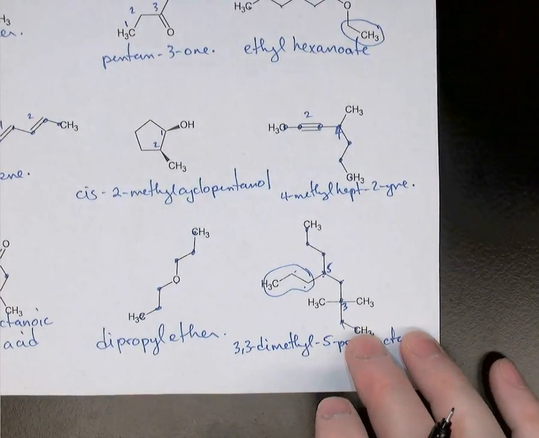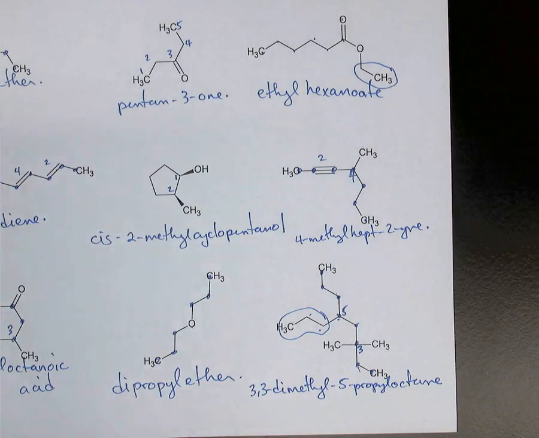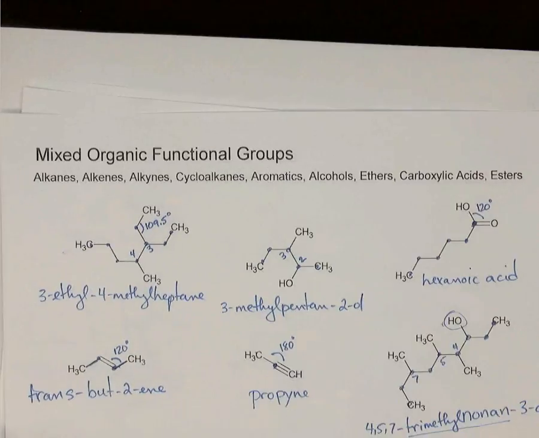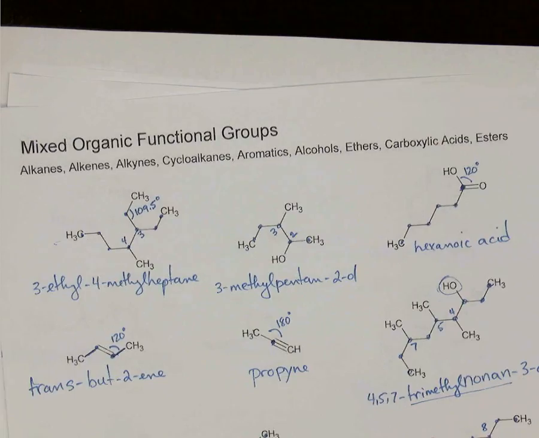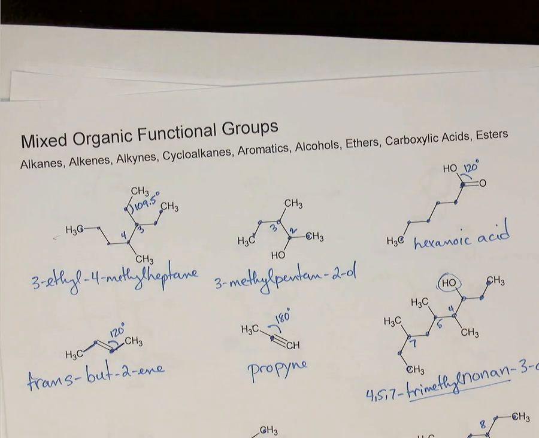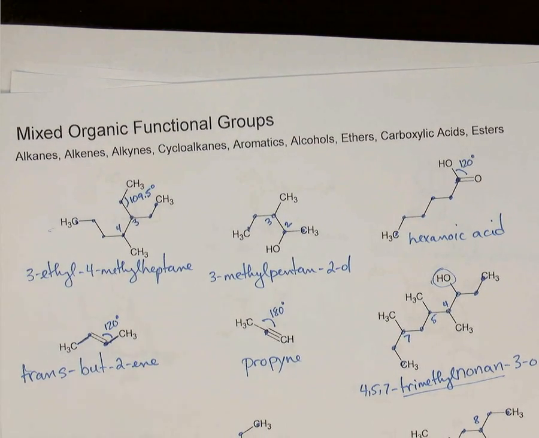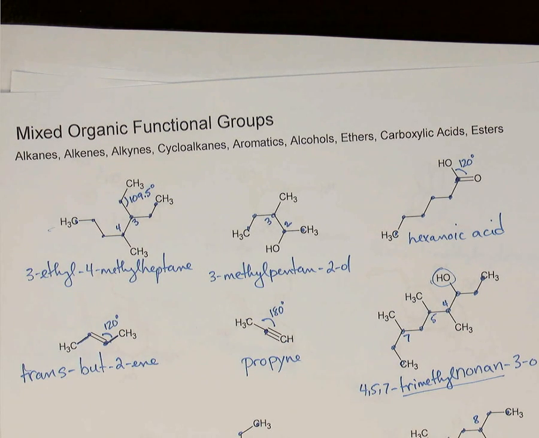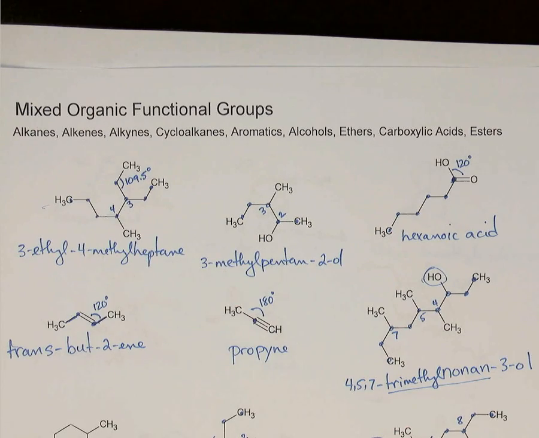So there you have it. That's quite a number of mixed organic chemistry functional groups, looking at alkanes, alkenes, alkynes, cycloalkanes, aromatic benzene derivative molecules, alcohols, ethers, carboxylic acids, and esters. There are certainly more complicated examples than the ones we've looked at, but that's a good variety right there.